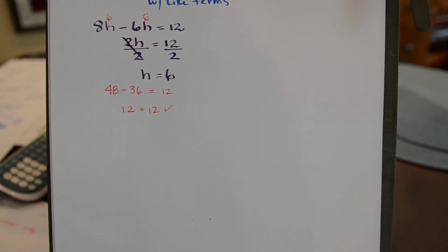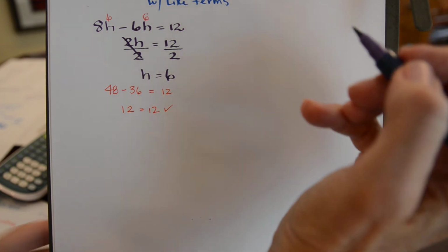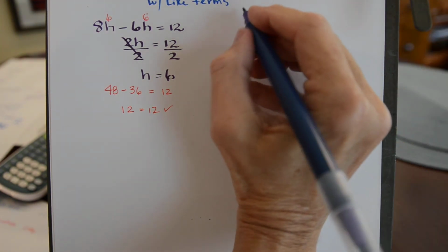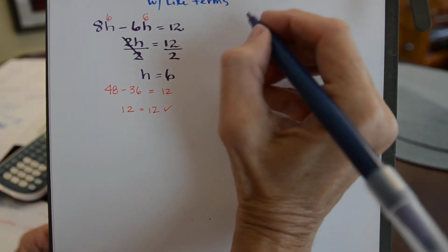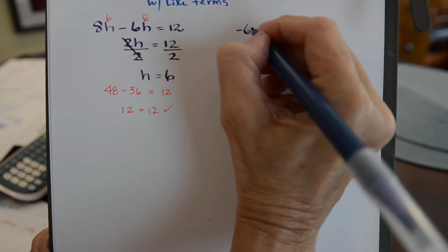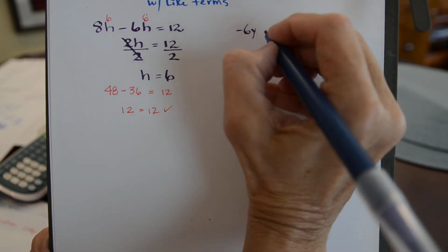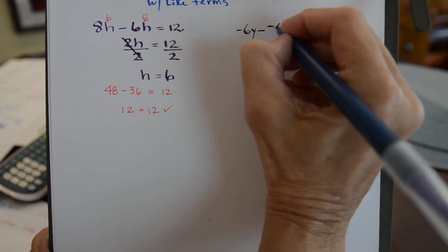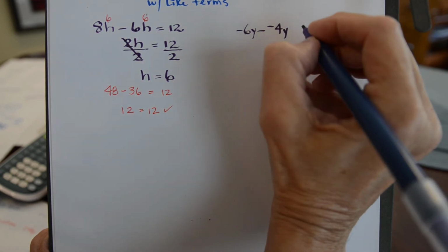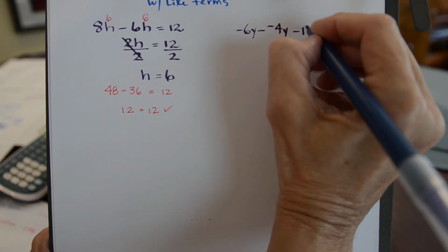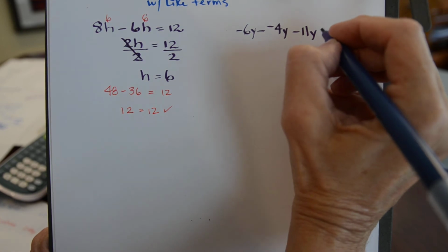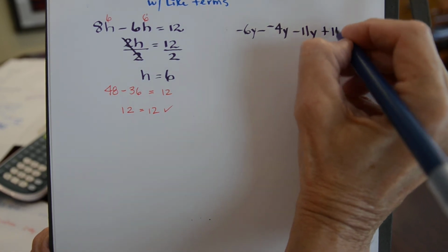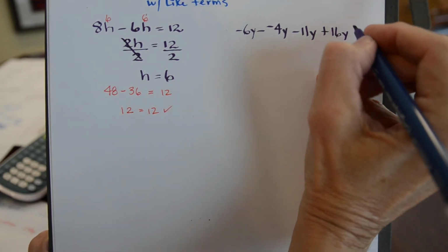Okay, another problem would be, let's try this one. Negative 6y minus a negative 4y minus 11y plus 16y equals 10.